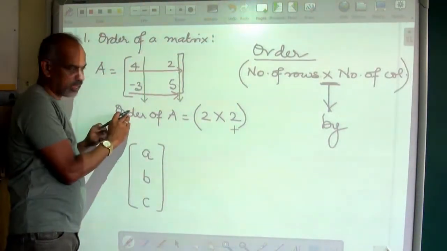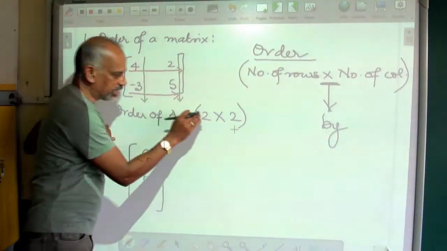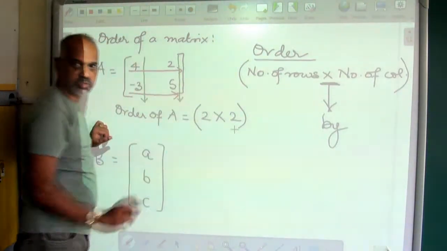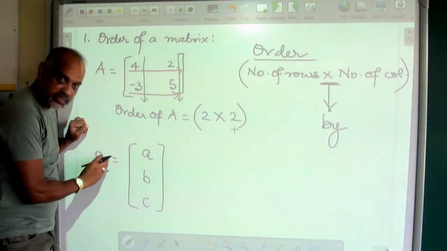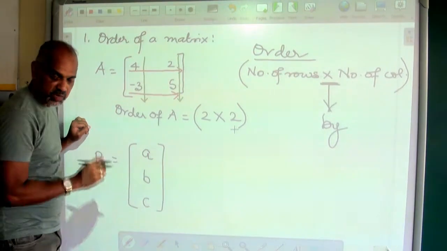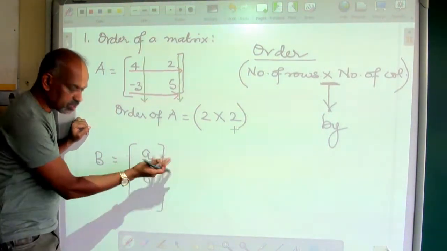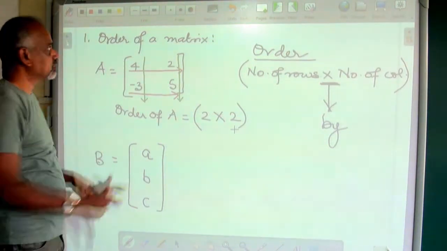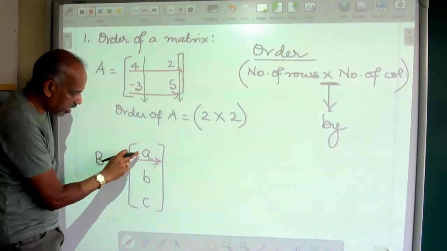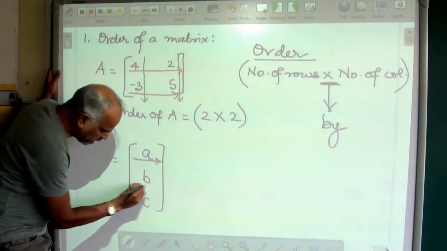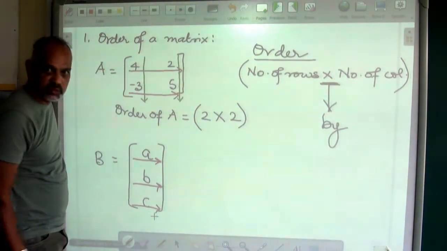So matrix A is a 2 by 2 matrix. It has 2 rows and 2 columns. There is one more example which I have written here. B is another matrix which has 3 elements, a, b and c. Now you have to see how many rows, how many columns this has. Let's see the number of rows. That is your first row. a is in the first row. b is in the second row. c is in the third row.